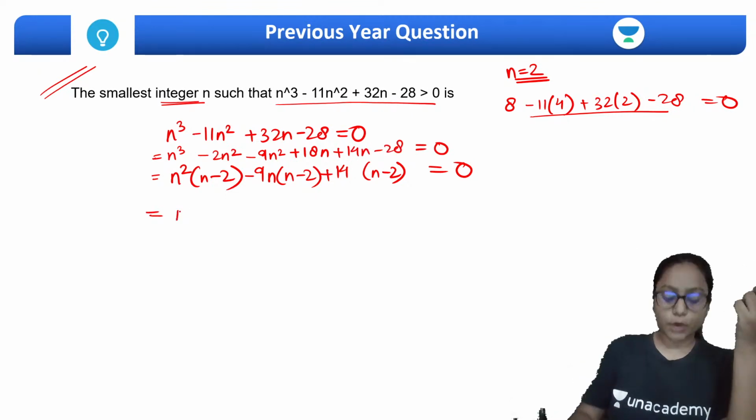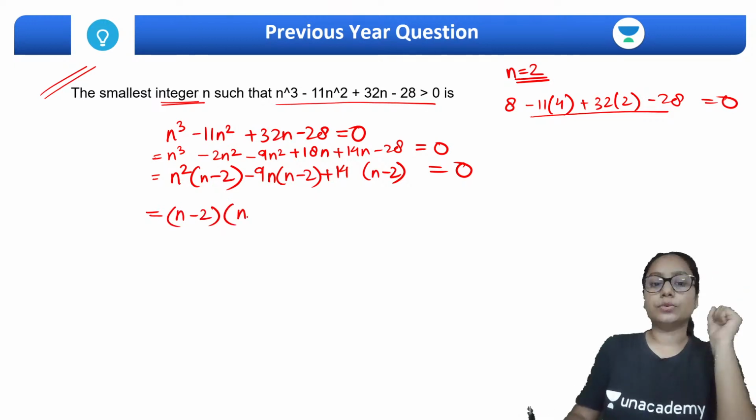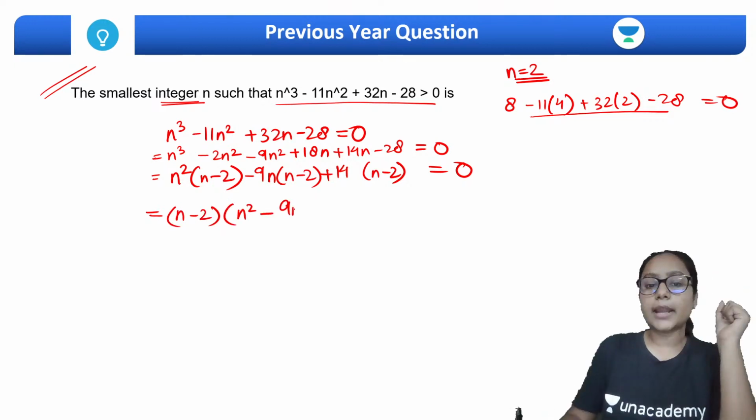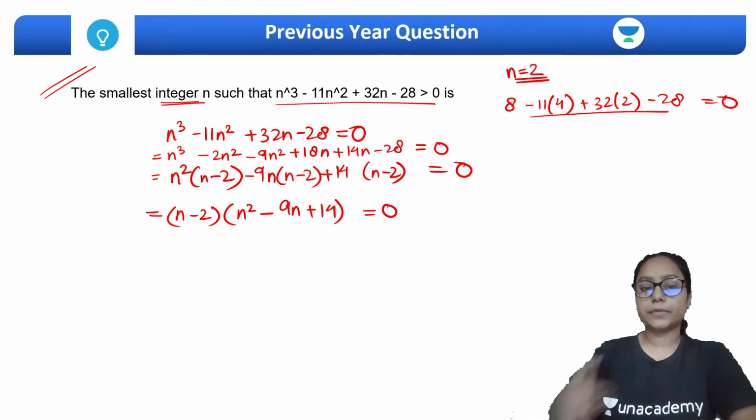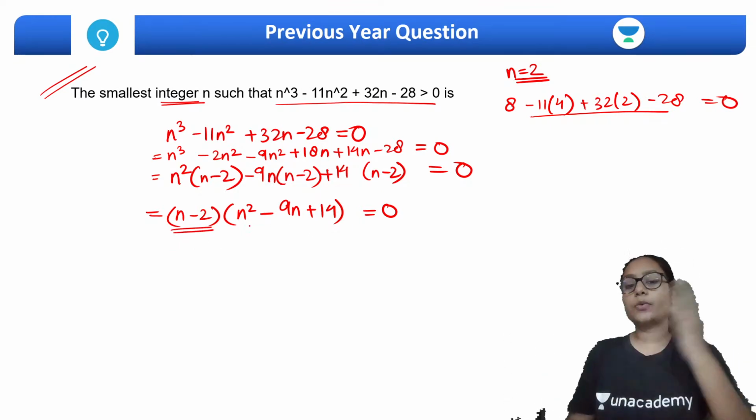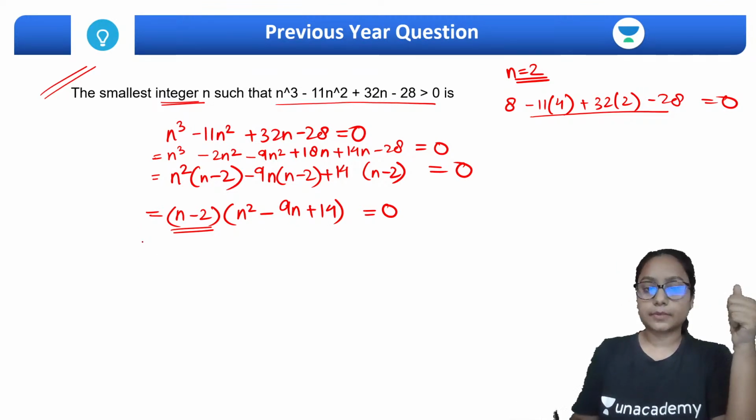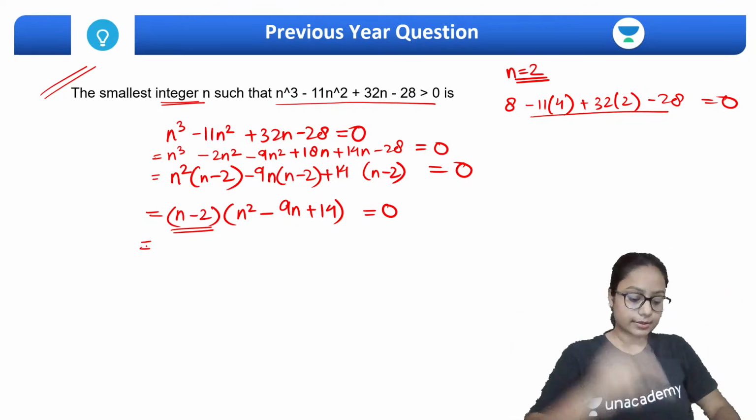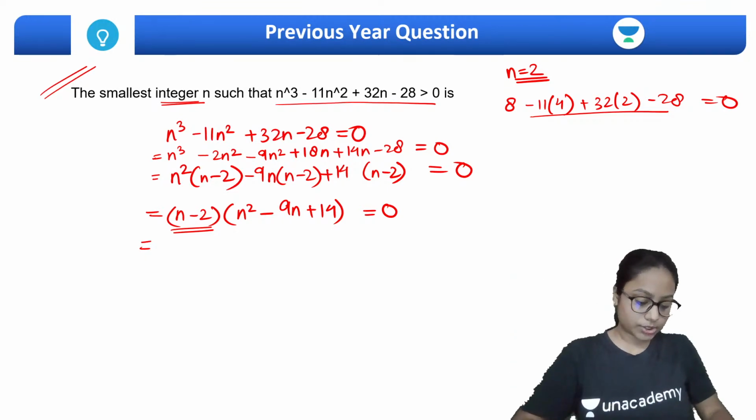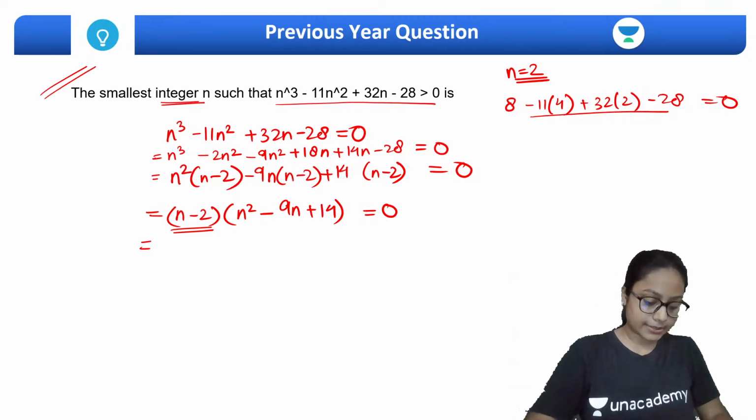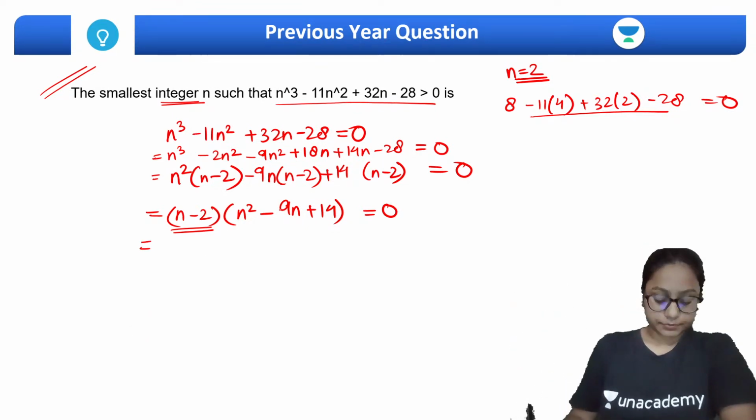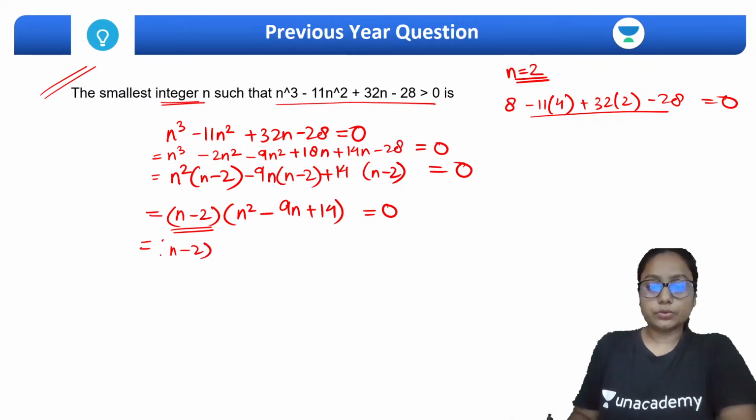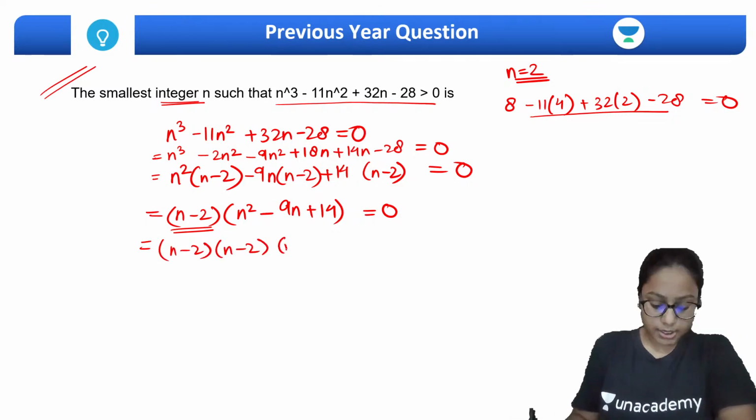So completed. So what do I have? n minus 2 into n square minus 9n plus 14 is equal to 0. This is how we factorize it. So this is one factor. Can you factorize this quadratic equation for me and tell me what will be the factors? Please solve and answer. Yes, Aman, Anuj, Kashish, Kabya, please answer this. All of you who are there in the session. So n minus 2 into n minus 2 into n minus 7.